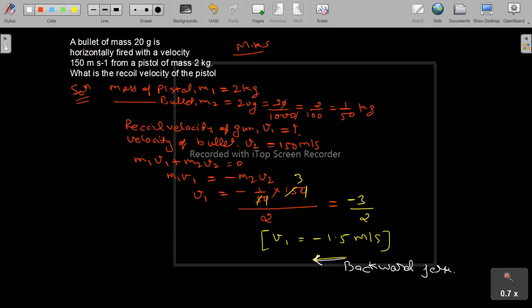Recoil velocity of the gun, when v1 equals question mark. That is to be calculated. So this is the way to solve any question. You have to write all the steps sequentially and in a systematic way, right?